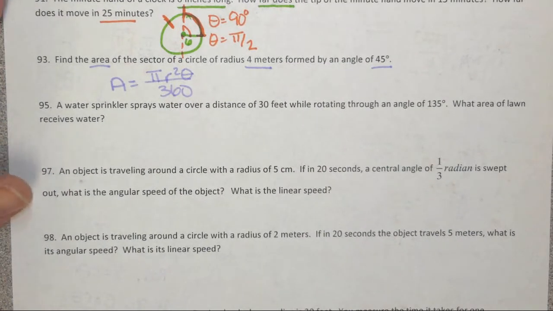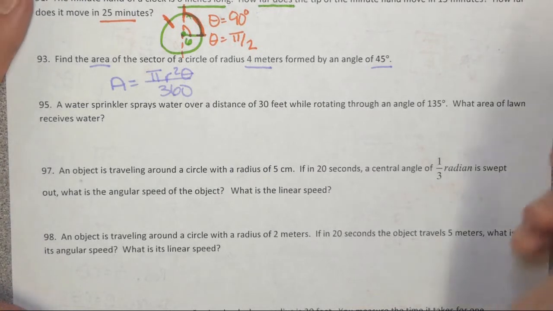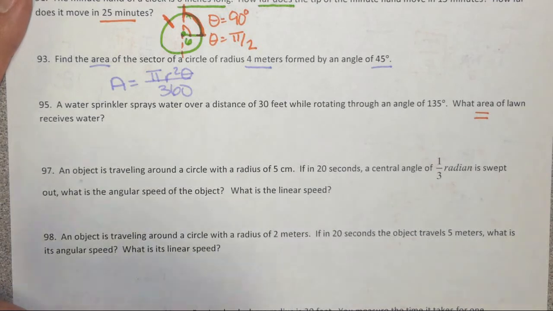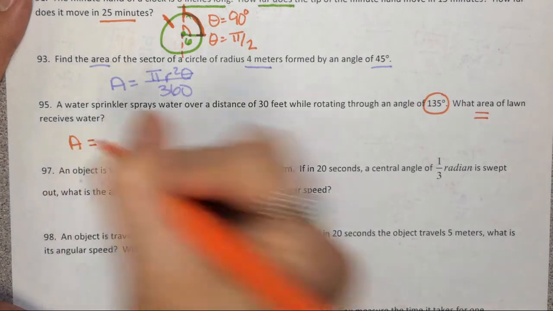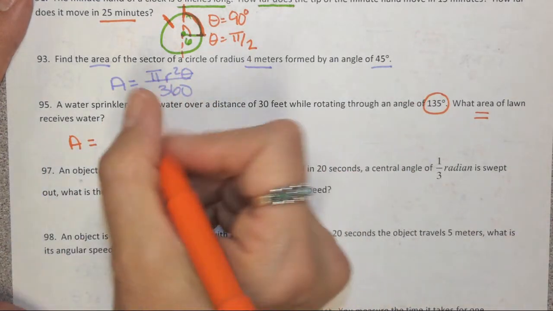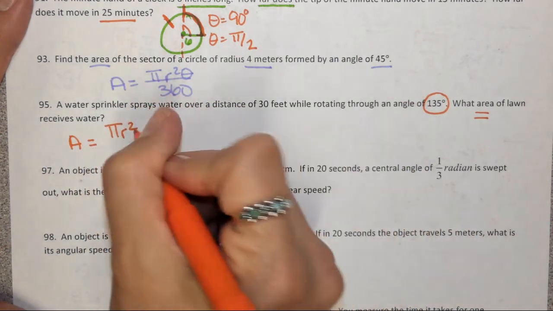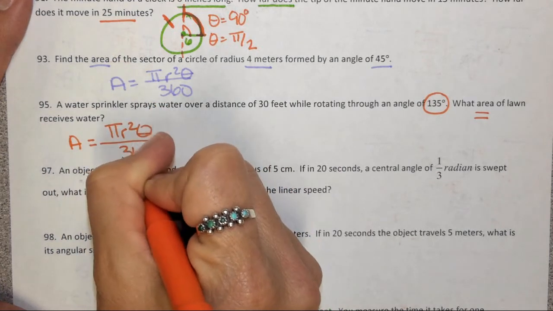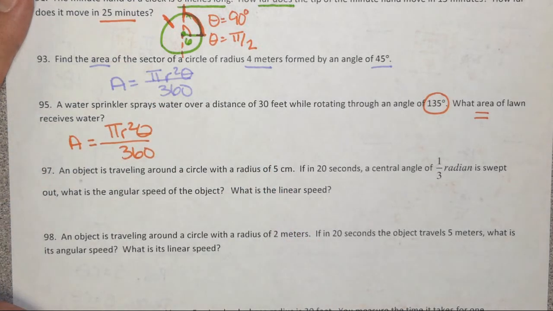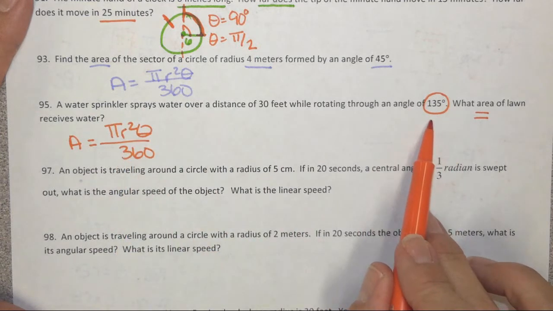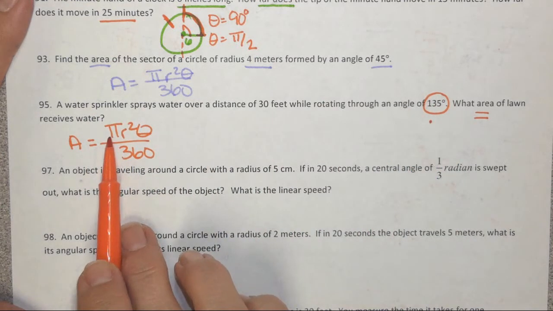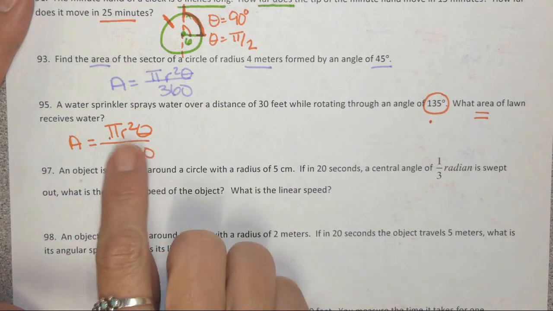Okay, on number 95, a water sprinkler sprays water over a distance of 30 feet while rotating through an angle of 135 degrees. What area of the lawn receives the water? Okay, so they want me to find area, and they give it to me in degrees. So now I'm going to have area equals, using this formula up here again, pi r squared theta divided by 360. So I have my theta, they gave it to me in the problem. I know pi is just pi, they gave me 360, so all I need now is my r.